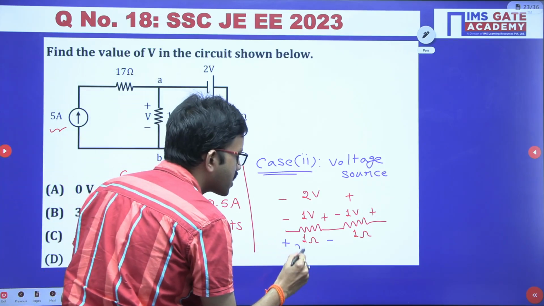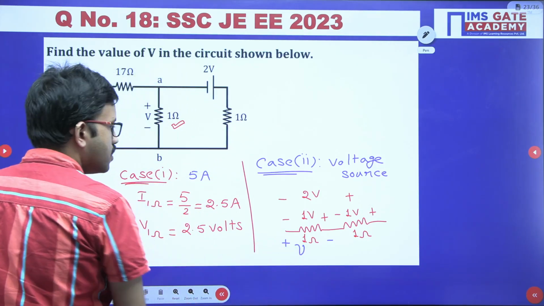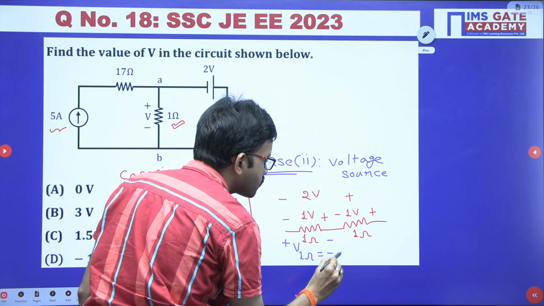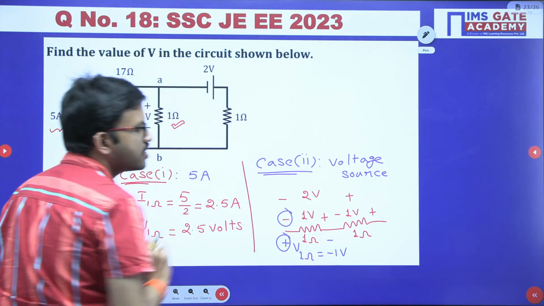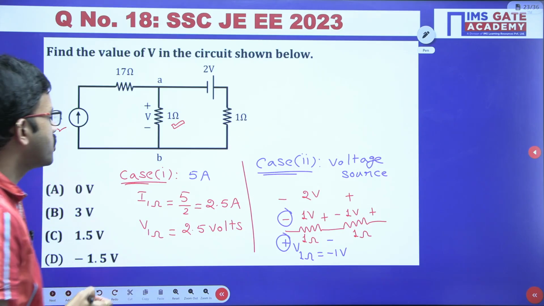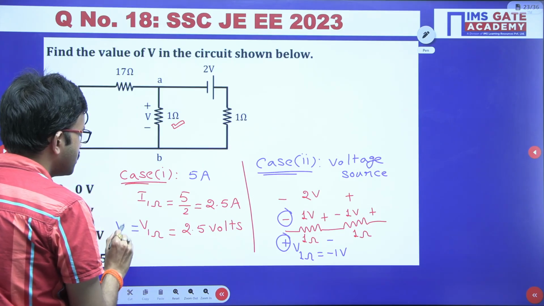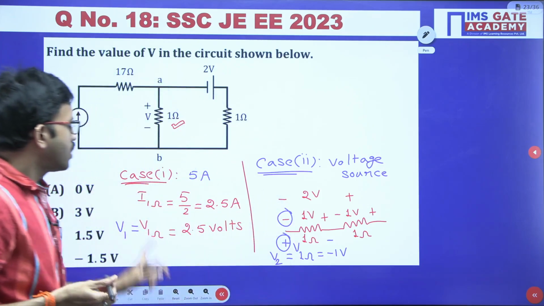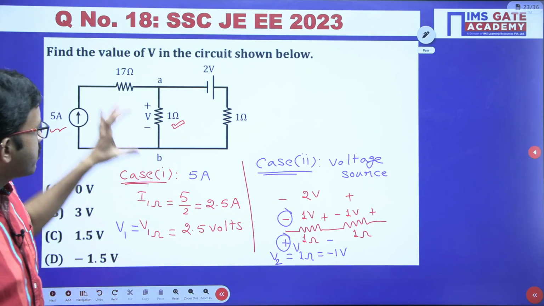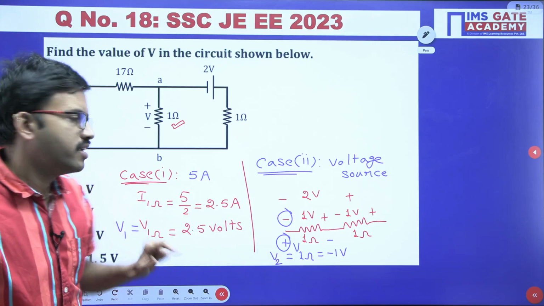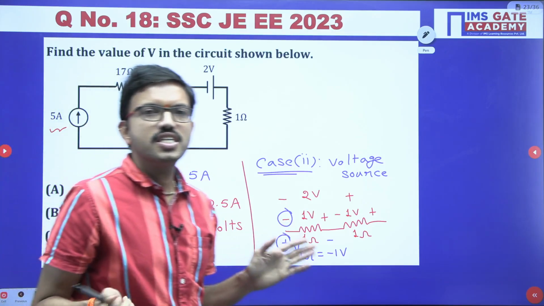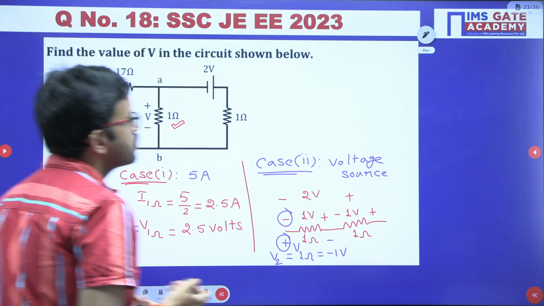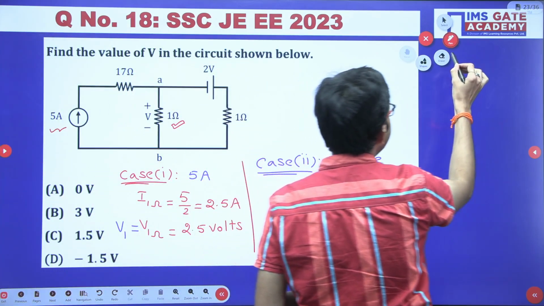So here I am considering V1 ohm is equal to minus 1 volt, because here polarities are opposite. For easy understanding, I am considering this is the case 1 voltage and this is the case 2 voltage. Now in both the cases I have considered the voltage polarity the same, right? Now by using the superposition theorem, we have to add the resultant voltages.